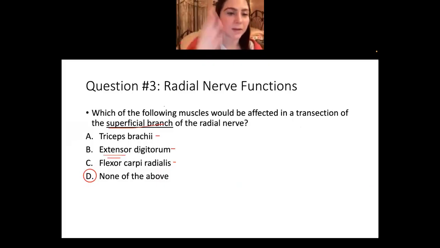extensor digitorum, it's the... Digitorum means like fingers, right? So digit, so it extends the digits. Triceps, we know it innervates the triceps.